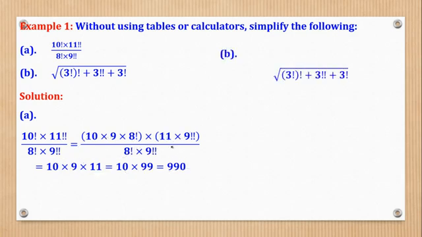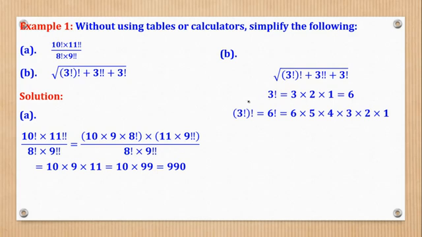Then part B, they want the square root of that. So first of all, we are going to expand each term. So 3 factorial is 3 times 2 times 1, which is 6. Now for the 3 factorial in brackets, factorial, it means where there is 3 factorial, I'll replace it with 6. So that gives 6 factorial, which is equal to 720.